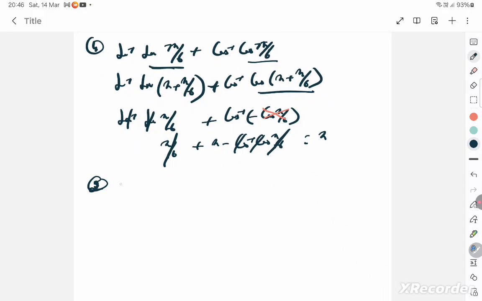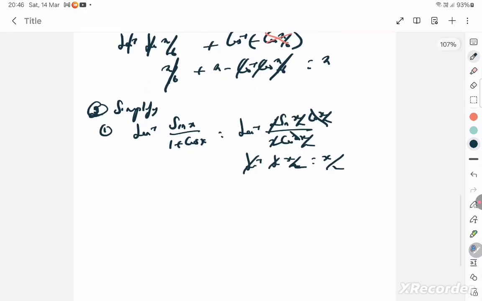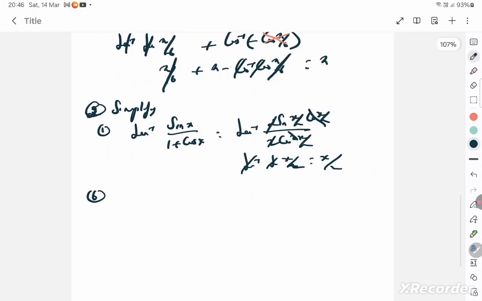So then this is the second subdivision, simplify. So then on the simplify in the second subdivision, let's go to the first question. Tan inverse of sin x by 1 plus cos x. You're all my students, you know how to write 1 plus cos x as 2 cos square x by 2, and sin x as 2 sin x by 2 cos x by 2. 2 and 2 get cancelled, cos and cos get cancelled, and so it will become tan inverse of tan x by 2, and so the answer will be x by 2.